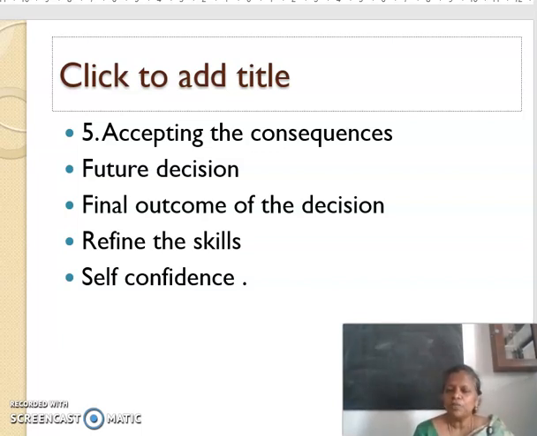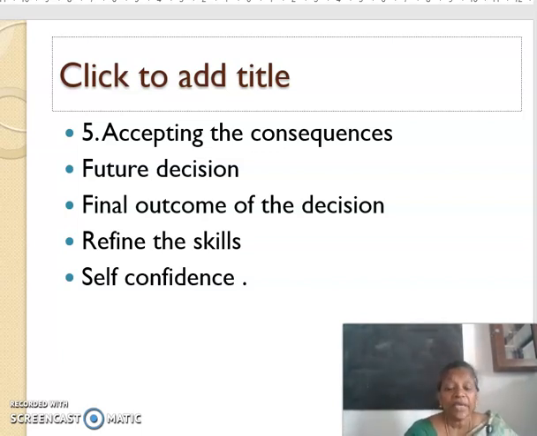So it must be based on the future decision only, and the final outcome of the decision also. What is the final outcome? Whether it may be positive or negative, you need not bother about that. Whatever it may be, you have to accept the consequences.